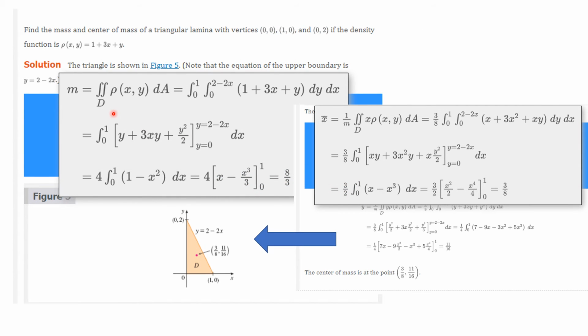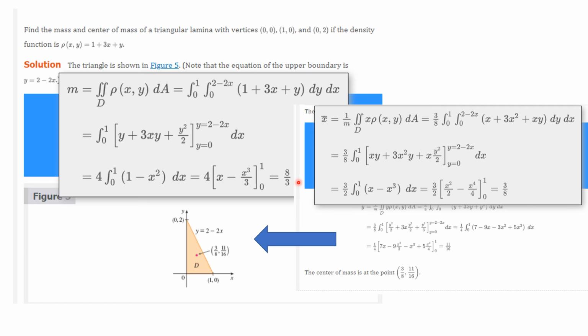First we compute the mass. That's the double integral over D of rho of x, y dA. Here is the region D that we saw before, and we're integrating with respect to y first. That means we fix x, so we go from 0 up to 2 minus 2x. That's the first integral, and then we integrate from 0 to 1. We perform the integration, and we get 8 over 3. So the mass is 8 over 3.